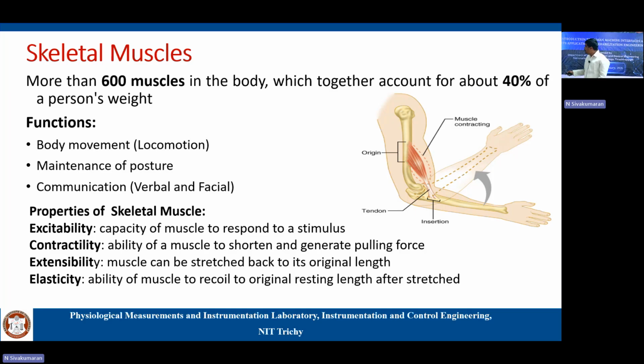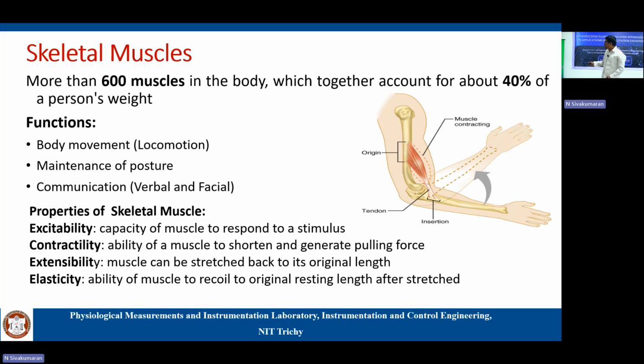If you look at the skeletal muscle, these are the properties: excitability, contractibility, extensibility, and elasticity. For example, we cannot control our heart, but you can take complete control of your muscles. You can train, for example, those who regularly go to the gym, you guys know very well. You can have complete control over your muscles, but you cannot control the heart.